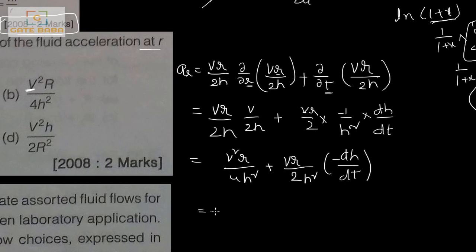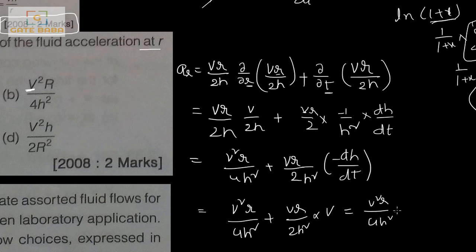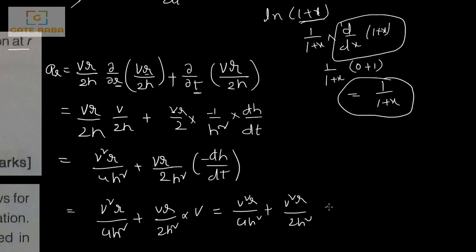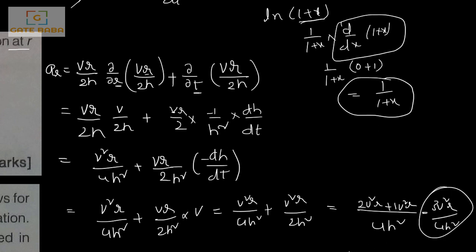So that is equal to v square r by 4h square plus vr by 2h square multiplied by minus dh by dt, which is the velocity. That is equal to v square r by 4h square plus v square r by 2h square. Yes or no? LCM is 4h square. So it is 2v square r plus 1 v square r, that is 3v square r by 4h square. It is our answer. Check the options.